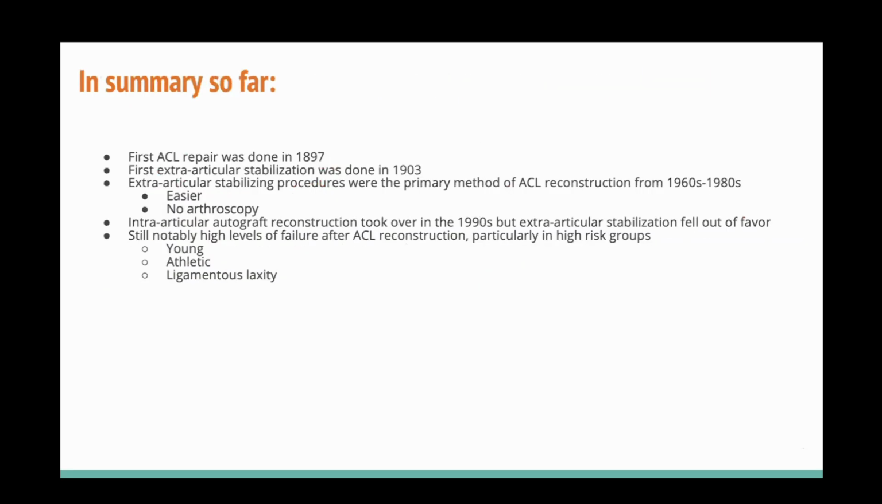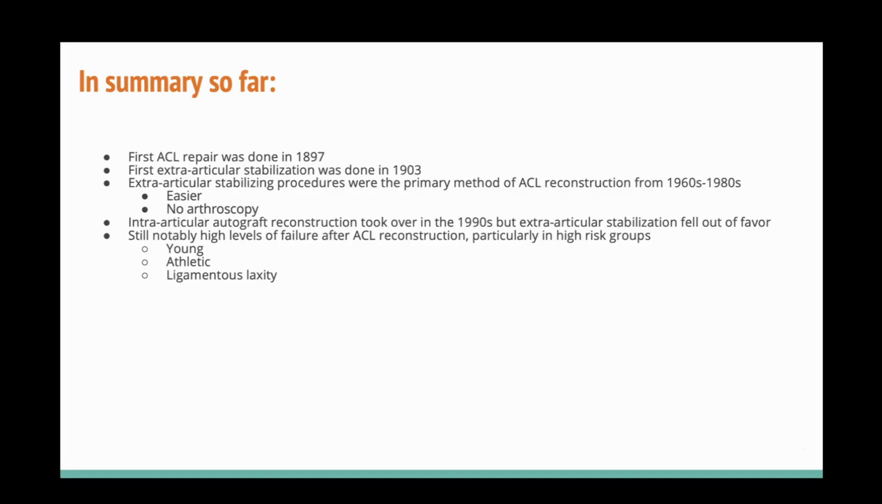So, in summary, we have the first ACL repair done in 1897. The first extra-articular stabilization was done in 1903. Extra-articular stabilizing procedures actually dominated from the 60s through the 80s because it was easier and we didn't have arthroscopy. And then intra-articular autograft reconstruction took over in the 90s, and extra-articular stabilization fell out of favor.